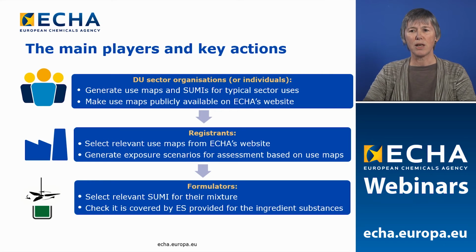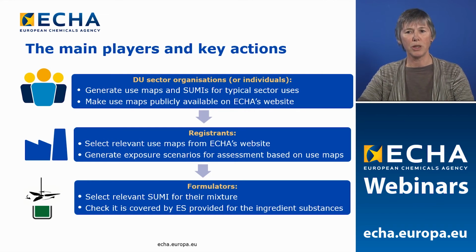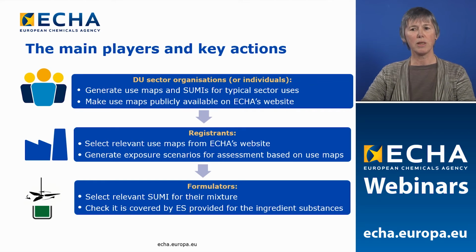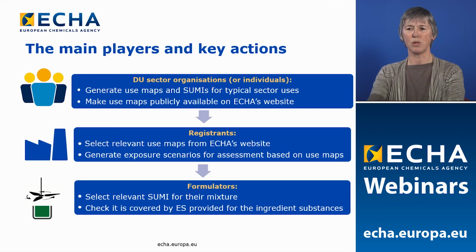Now, the downstream user sector organisations, or it could be individuals, they're the group who generate the use maps and generate the SUMIs for the typical sector uses. And these use maps will be publicly available on ECHA's website. Then, when it comes to the registrants, they select the use maps from the website of those that have been put up there, and then they generate exposure scenarios for their assessment as part of the registration based on these use maps.